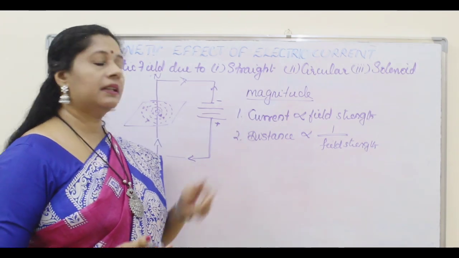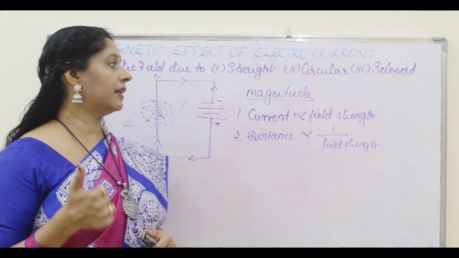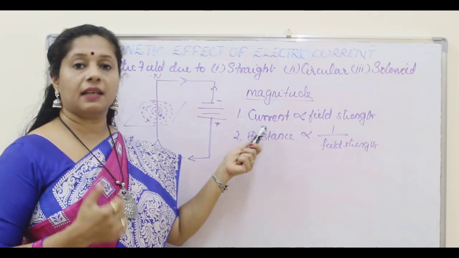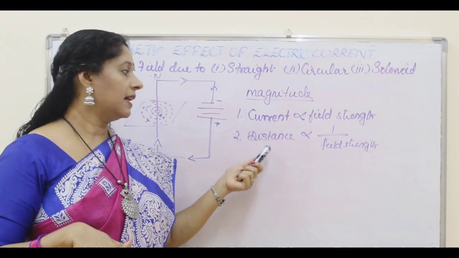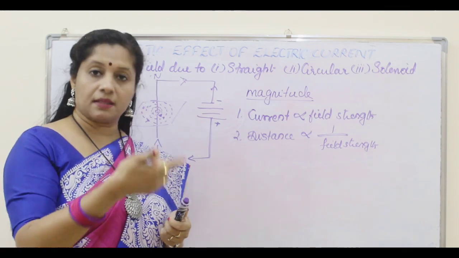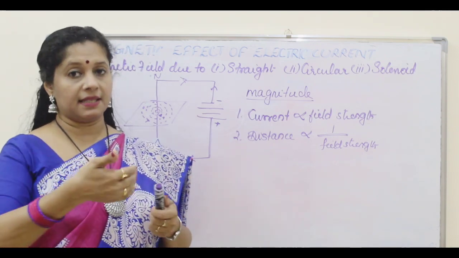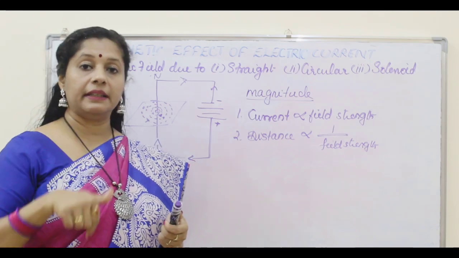So remember, there are two factors affecting the magnitude of the magnetic field. One is the current. As the current increases, field increases. Current decreases, field decreases. Distance, when it is closer, it is more. When it is moving away, that is, distance increases, field strength decreases.